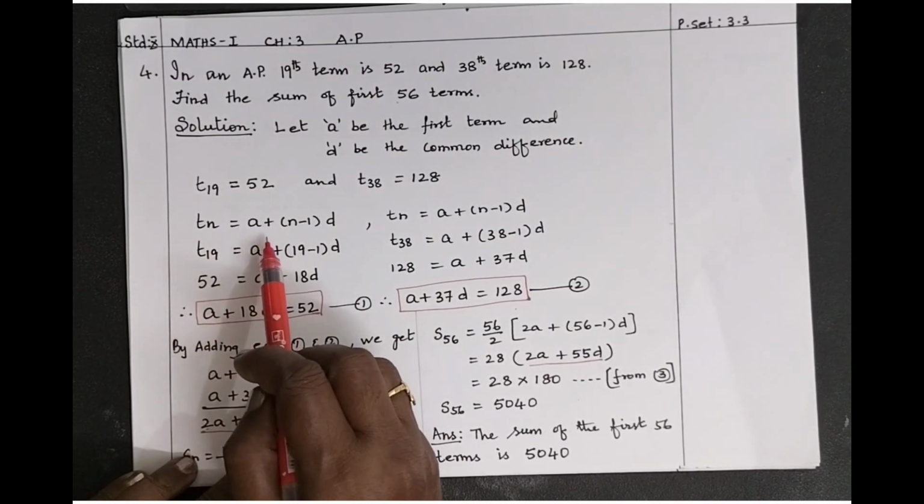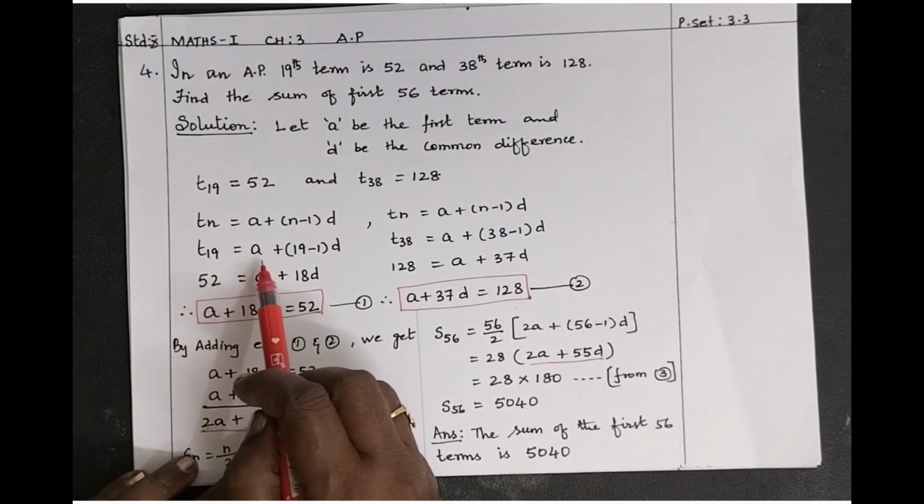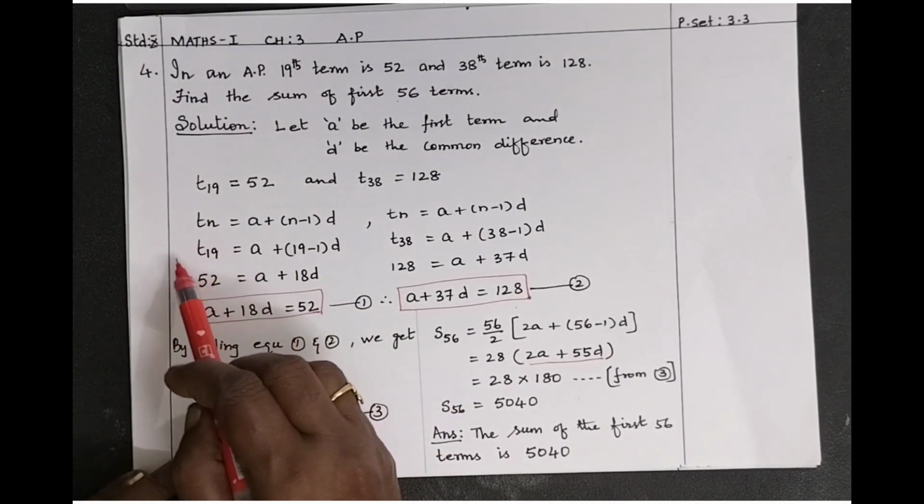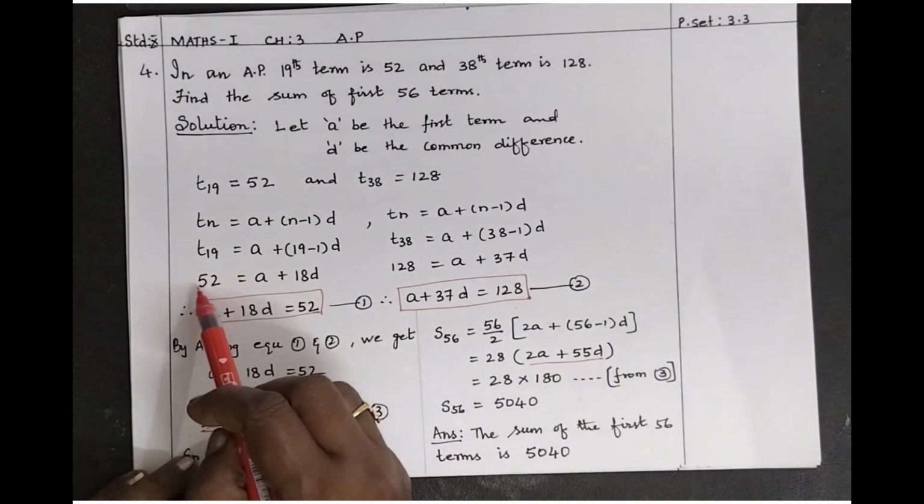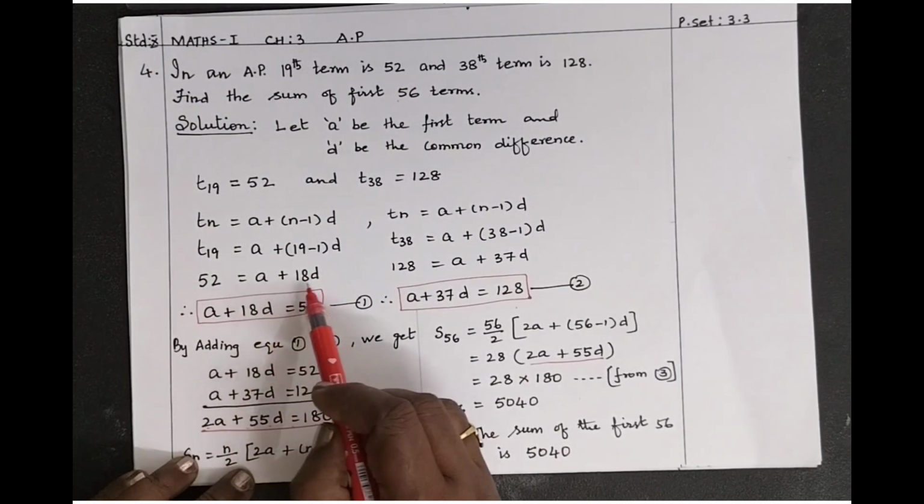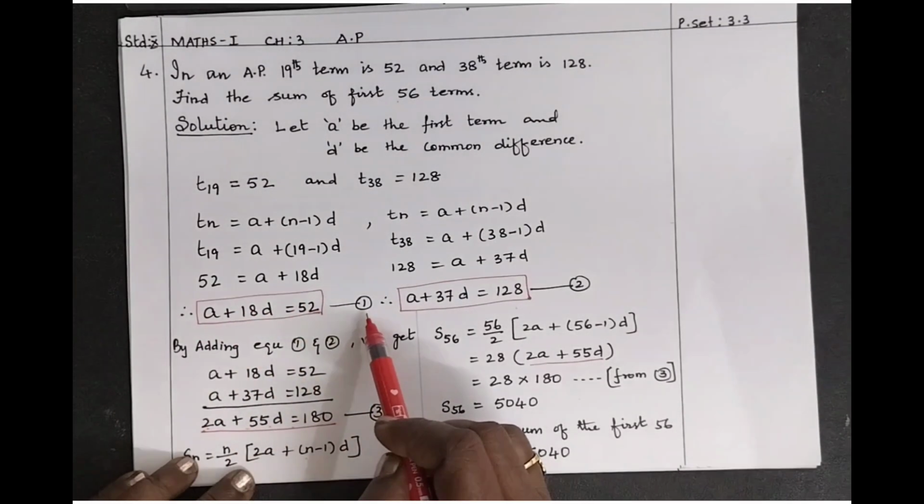So, write the Tn formula first. Tn is equal to A plus n minus 1 into D. Therefore, T19 is A plus 19 minus 1 into D. T19 is 52. Substitute here: 52 equals A plus 18D. So, A plus 18D equals 52. Let us take this as the first equation.